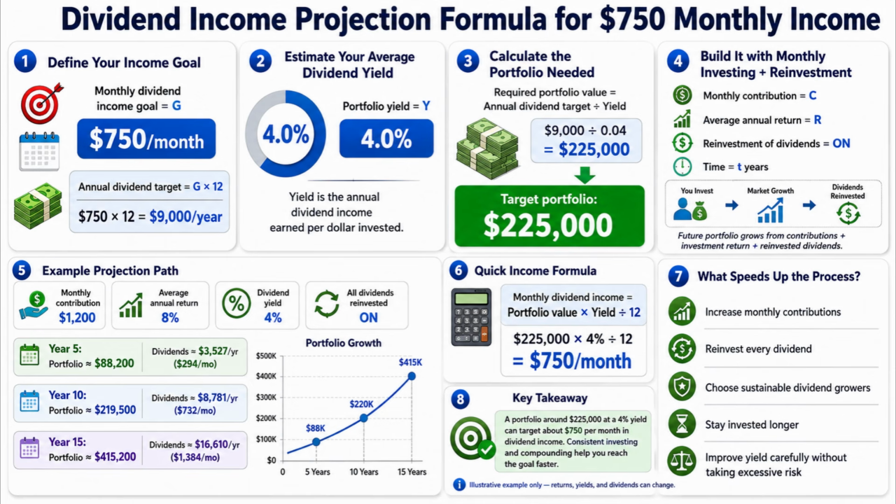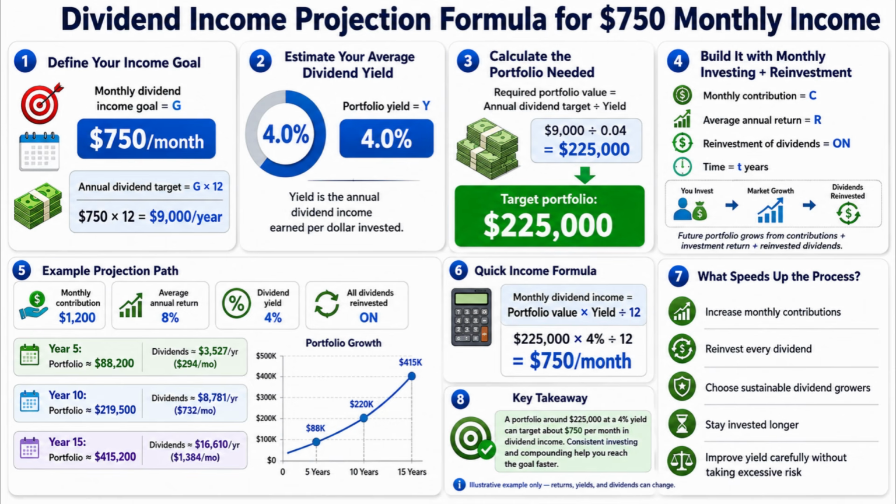Next, because dividend income is usually calculated on an annual basis, we convert the monthly target into a yearly target. To do that, we multiply the monthly income goal by 12. So, $750 multiplied by 12 equals $9,000 per year. This means the portfolio needs to generate around $9,000 in annual dividends to reach the $750 monthly income target.